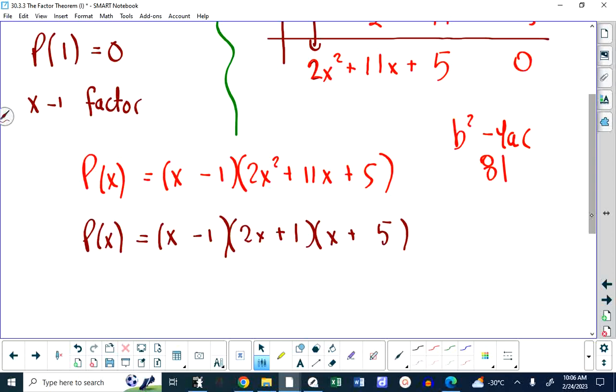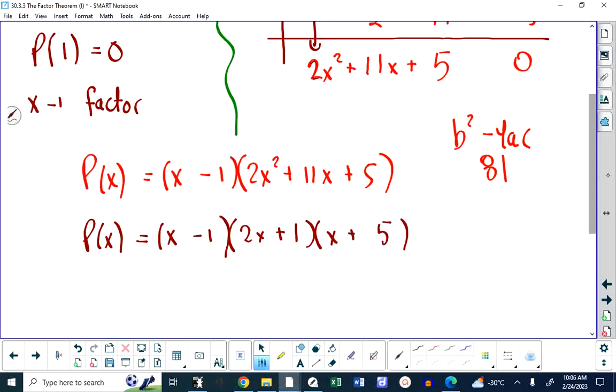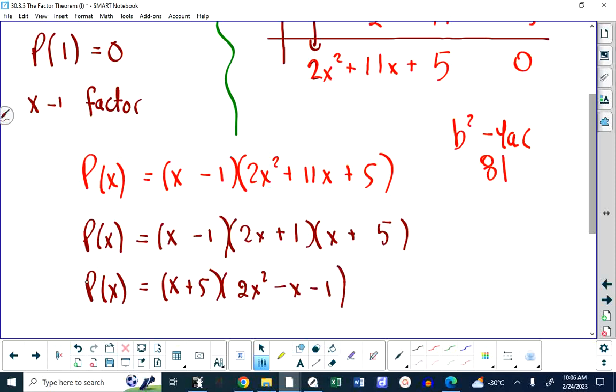By the way, sooner or later, somebody would wonder, what if instead of trying 1, you tried negative 5 first, and you discovered it's a 0? Well, then you would do synthetic division with that, and what you would discover when you divided by x plus 5 is you would get a quotient of 2x squared minus x minus 1. And that factors into the other two factors. So it doesn't matter the order in which you extract the factors. You're going to end up in the same place.